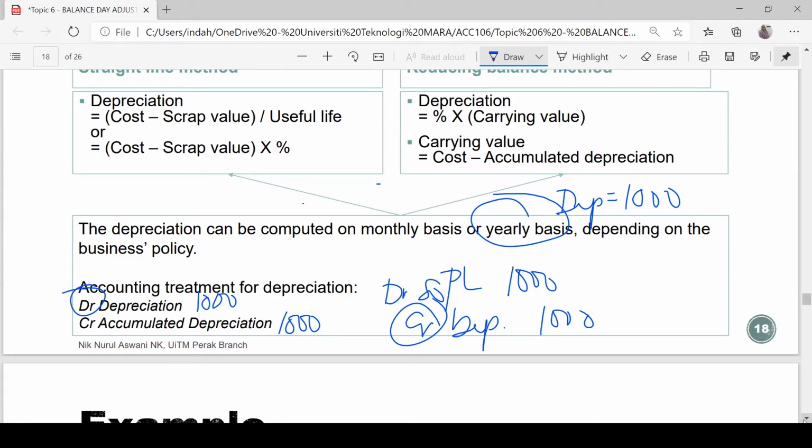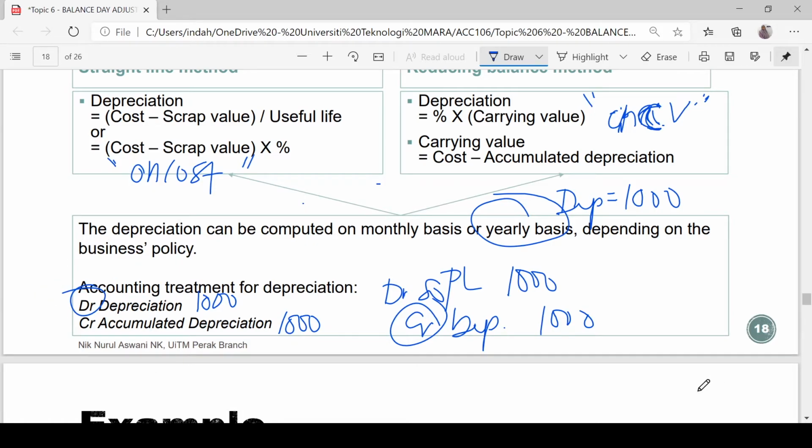Sometimes the term they use for the policy on depreciation is to calculate depreciation on cost, for the straight line method. Or they are going to use the term to calculate depreciation on carrying value. If they state to calculate on cost, that means they are using the straight line method. If it is on carrying value, they are using the reducing balance method.